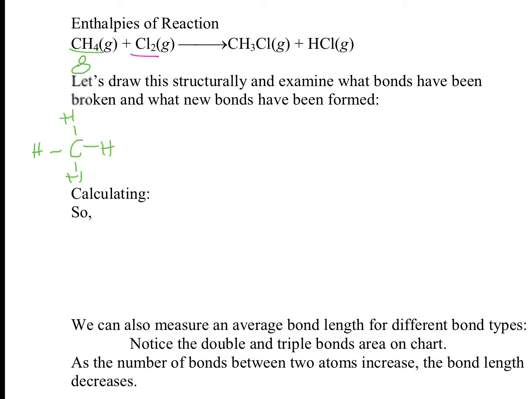Next we'll do chlorine. I have 2 Cl's, always start by drawing a single bond between them. Each Cl has 7 valence electrons, I have 2 of them, so I have a total of 14 to play with. Fill in the outside ones: 1, 2, 3, 4, 5, 6, 7, 8, 9, 10, 11, 12, 13, 14. We're good.